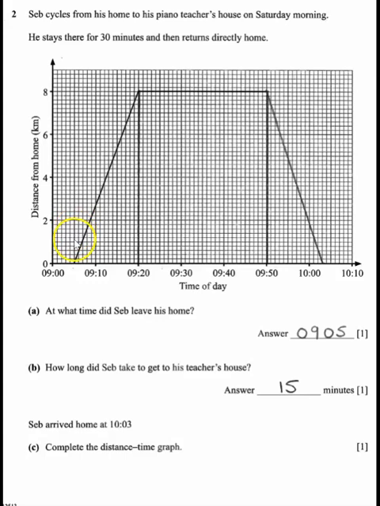So if we look at the line at the beginning, we can see it's between 9 and 9:10, so it's 9:05, and I've got it written down here. How long did Seb take to get to his teacher's house? We can see he started at 9:05, but if we drew a line down to 9:20, that just means it's taken 5, 10, and 15 minutes in total to get to his teacher's house.